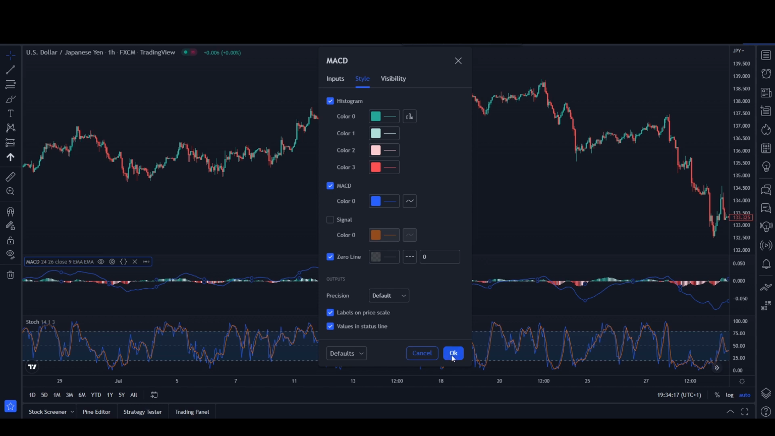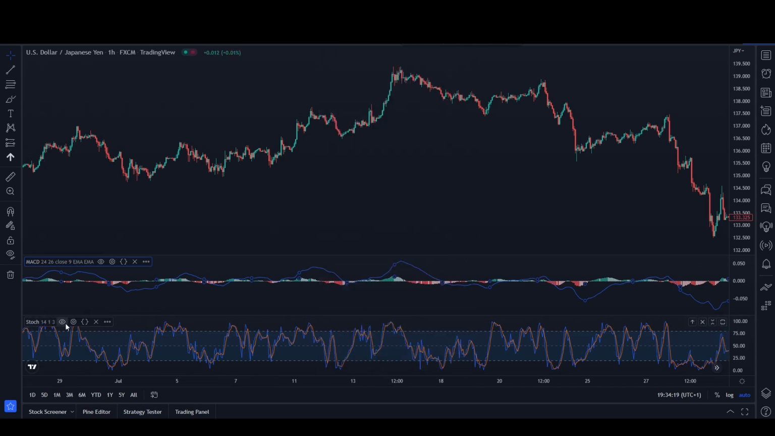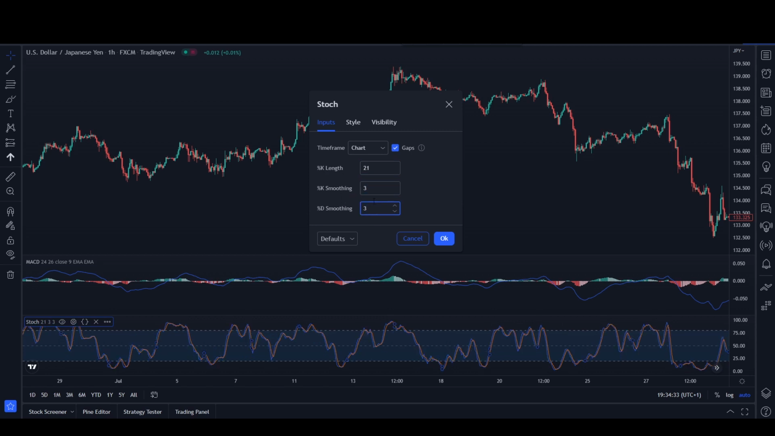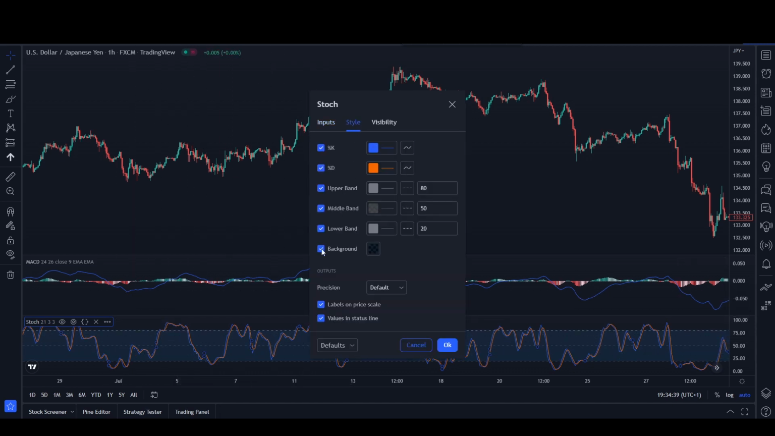So we're going to click OK, and for the stochastic, we are going to change the inputs to 21 for the percentage K length, 3 for the percentage K smoothing, and then leave 3 as the percentage D smoothing. As you can see, it just smooths out the indicator. We can remove the background. Well, that's just personal preference, and then click OK.